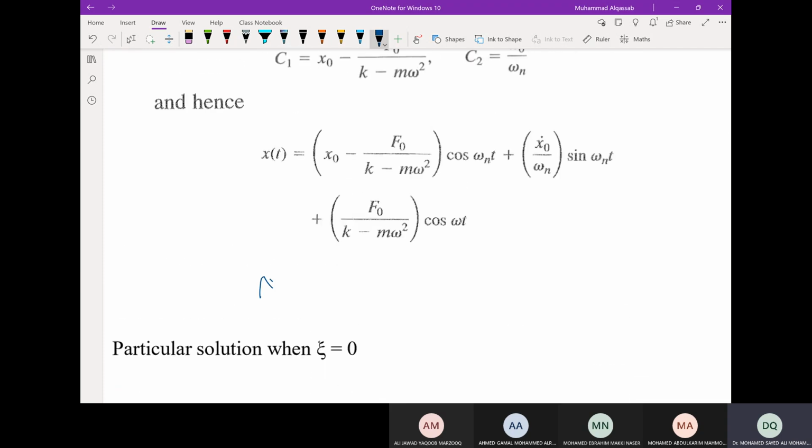Okay, up to here. Next time we will talk about how to plot, and also we will look at the particular solution in detail.